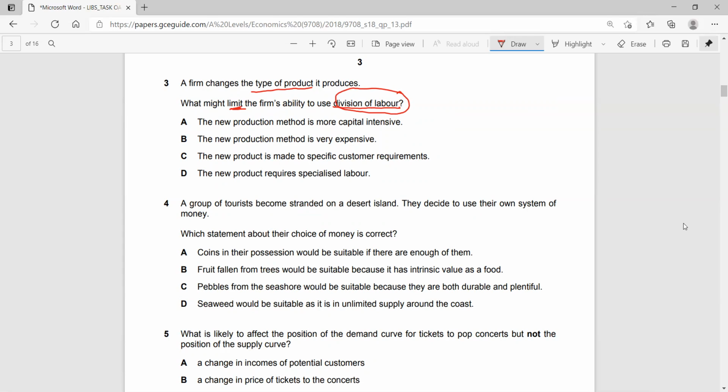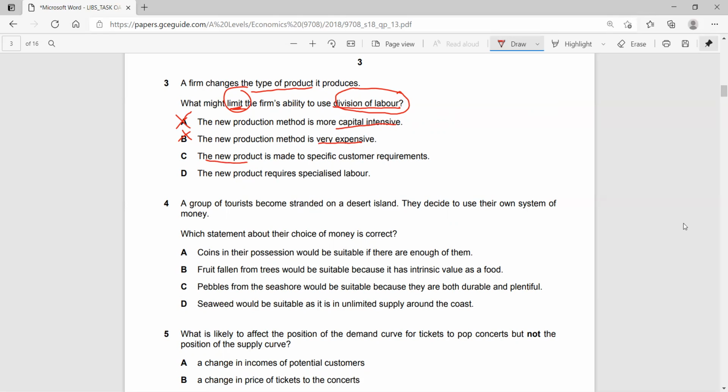The new production method, and we have to look at what limits this. So now, what doesn't do away with division of labor, but what makes it a little harder for the firm to employ division of labor. The new production method is more capital intensive. That's not relevant. It could be capital intensive, it could use machines, but you can still divide the production process and still have division of labor. The new production method is very expensive. If it's very expensive, you should probably have division of labor. It doesn't limit it in any way. It's probably more useful then.